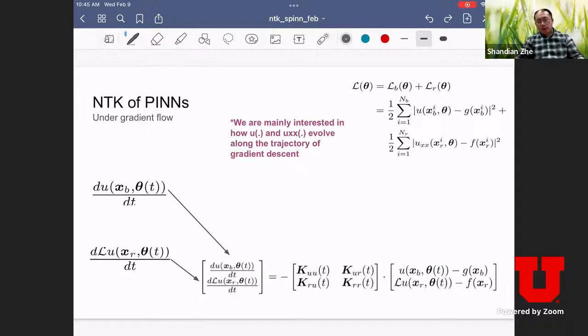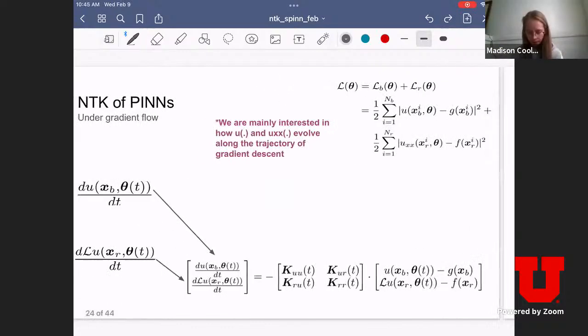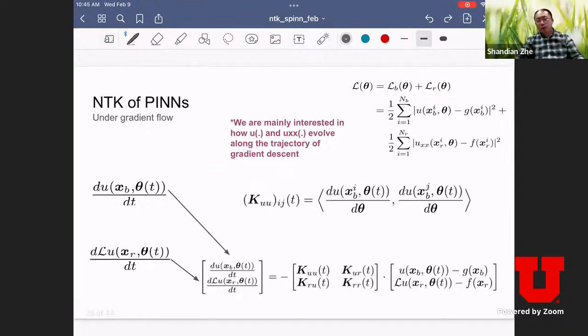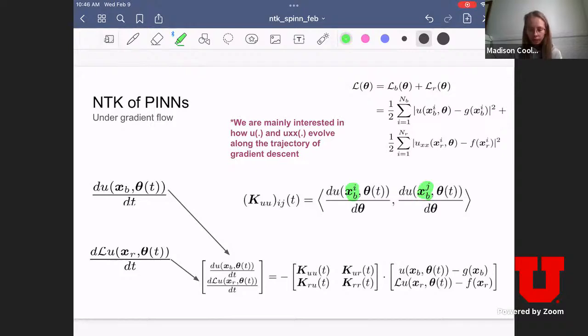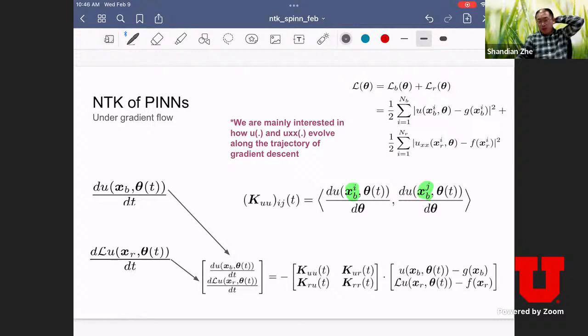KUU is actually, oh, what's the definition of KUU? I mean the neural tangent kernel part at the bottom. So what's the definition of KUU? Oh, okay, yeah, I can see it. So KUU is actually the function at the boundary points. But here it is a dot product of the gradient of the U rather than the loss.